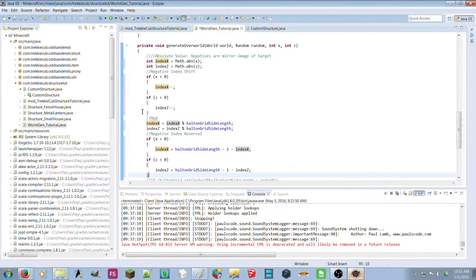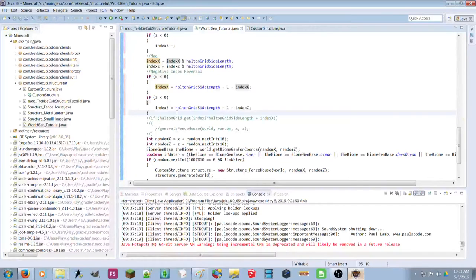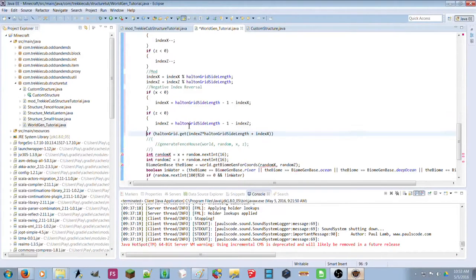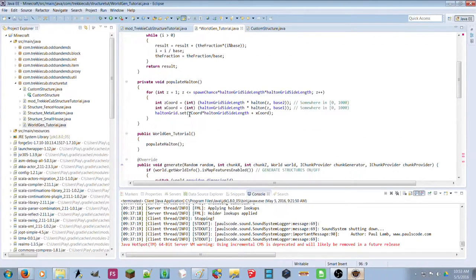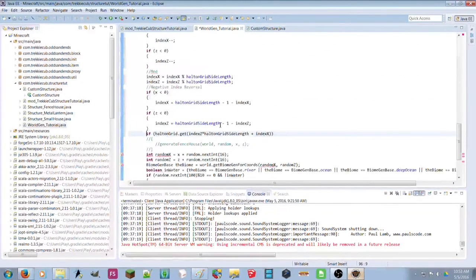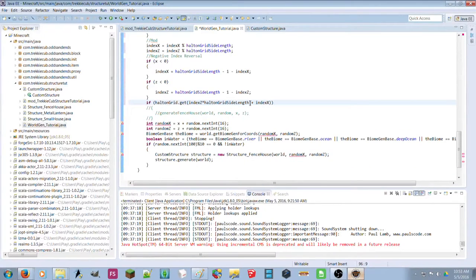So now that we've done all of these fun index manipulation shenanigans, let's use them. HaltonGrid.get will get an index from the array. We're going to use the same method that we used to put stuff into a single-dimensional array like it's a two-dimensional array, that we did right here. We're going to use the same way: index z times the side length plus index x. Do not get x and z mixed up in this instance, or you're going to screw stuff up.